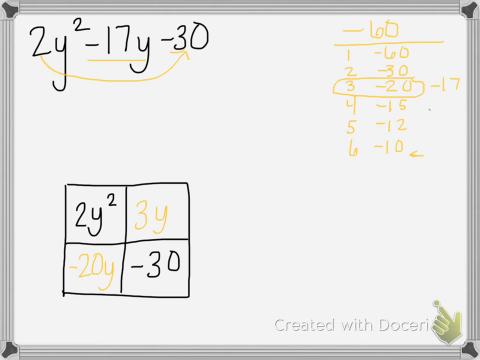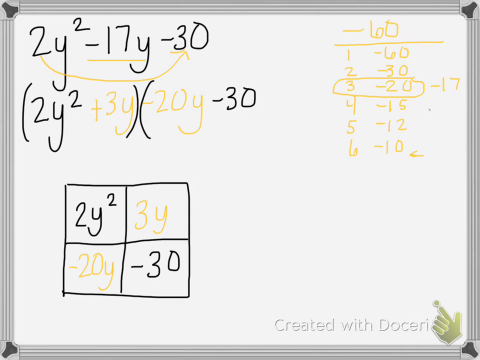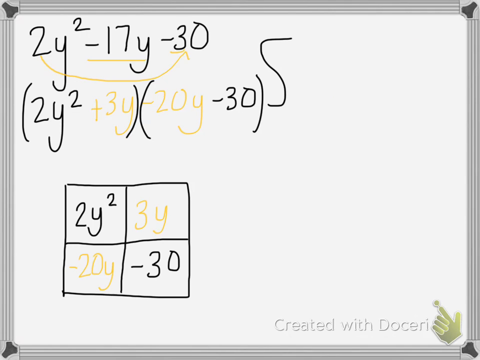We're going to rewrite our expression as 2y squared. Instead of negative 17y, we're going to write a positive 3y, a negative 20y, and we're going to keep that negative 30 where it's at. Then we're going to scoop these into two separate trinomials. I needed some room to do some work over here. And we want to pull out the greatest common factor. If you notice, our 2y squared plus 3y is this piece right here.